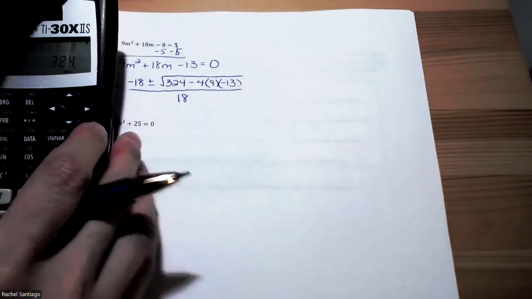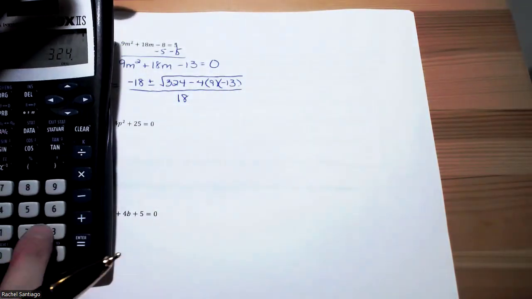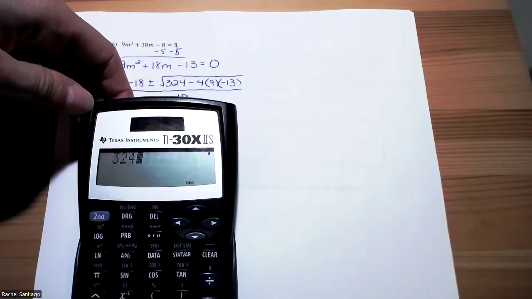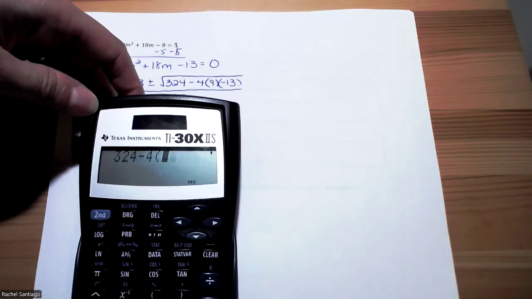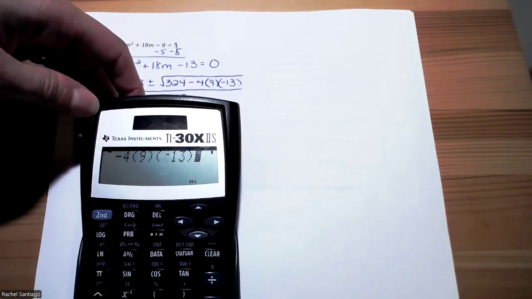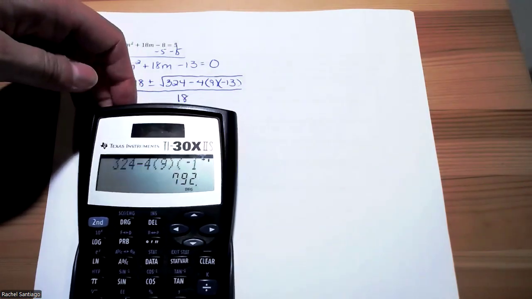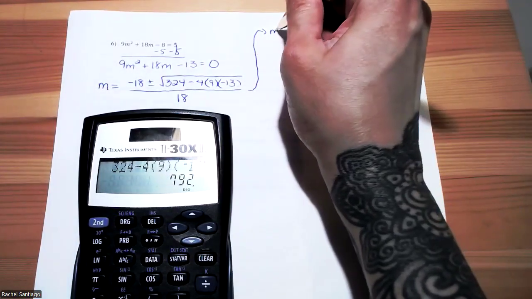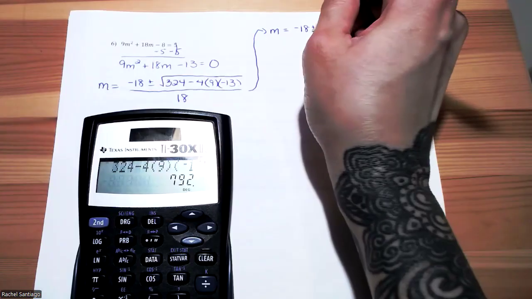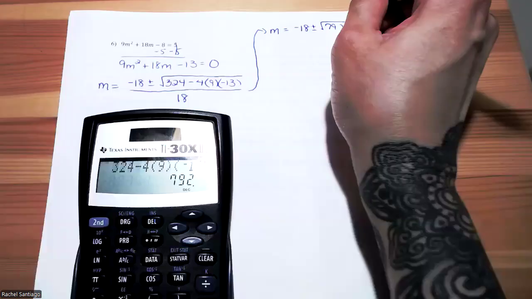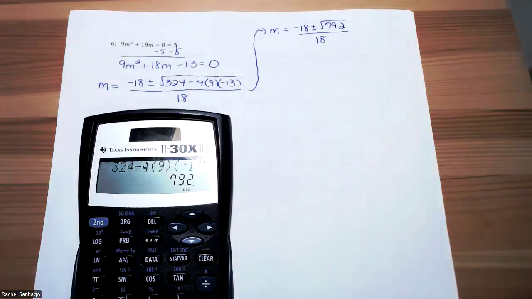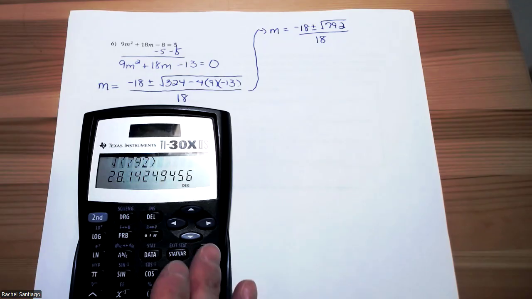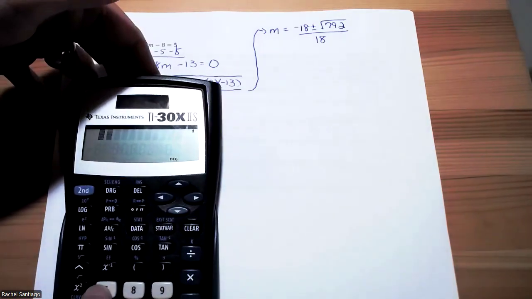Okay, let's go ahead and punch in the discriminant and see what we got here. So we have 324. Let's bring this over so you can see it. 324 minus 4 times 9 times negative 13. And that gives me 792. So let's go ahead and rewrite this. So I have m is equal to negative 18 plus or minus the square root of 792 all over 18. Can we take the square root of 792? Let's check it out. Oof, no, we cannot. Let's see if we can simplify this.